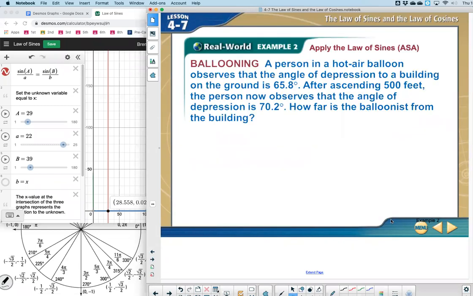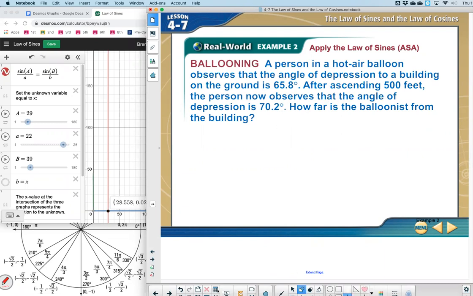All right, let's take a look at this second example. Now, the second example is a real world example here. It says a person is in a hot air balloon and observes a building, angle of depression to a building on the ground that's 65.8 degrees. After ascending 500 feet, the person now observes that the angle of depression is 70.2 degrees. How far is the balloonist from the building?